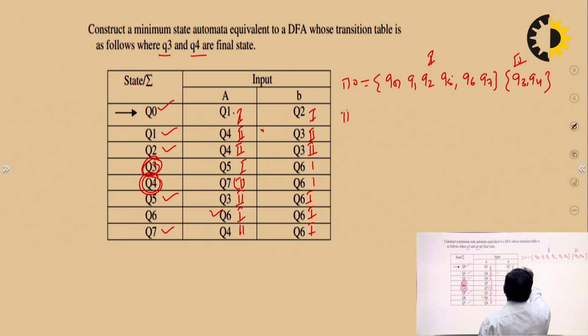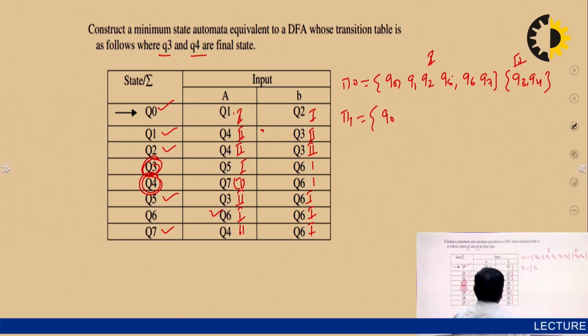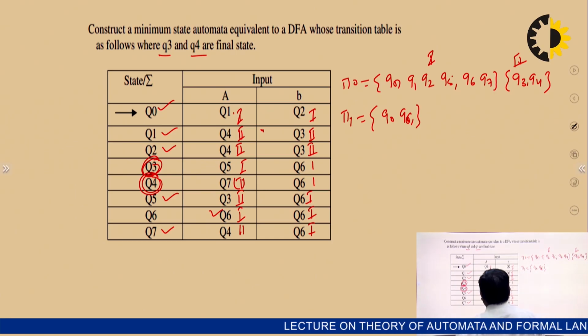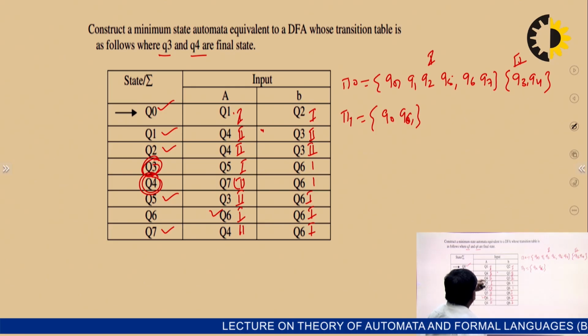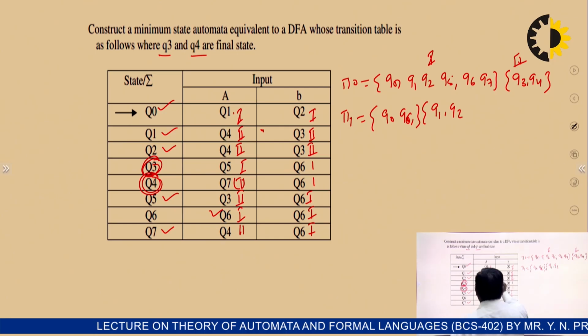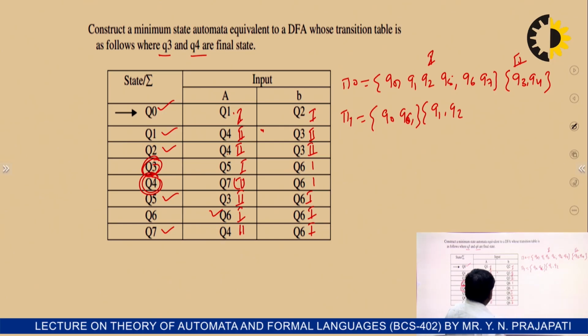Now what is the next state? Which ones have similar behavior? Q0. Now 1 and 1, 1. No, sorry. 1 and 1. Q6 only. These two states have a similar behavior. Now Q1, Q2. Q1 and Q2 have a similar behavior.